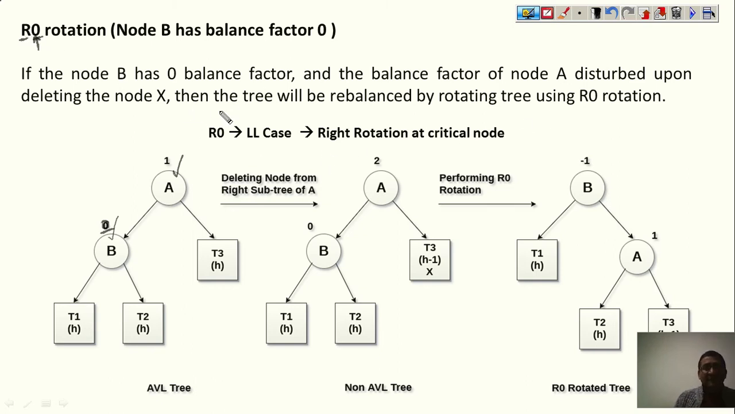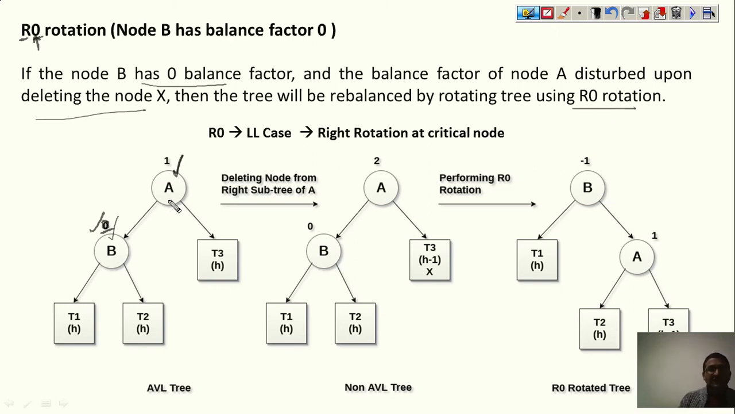Okay, so if node B has a 0 balancing factor, and the balancing factor of node A is disturbed upon deleting the node X, this is our critical node A, which needs to be fixed. When we delete a node, this node is not maintaining the balancing factor of +1, -1 or 0. Then the tree will be unbalanced, and we need to balance it by doing this R0 operation.